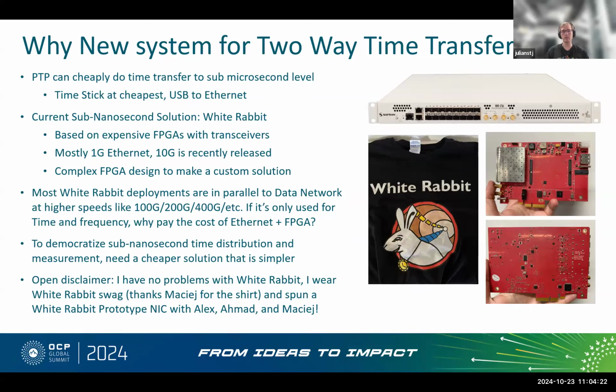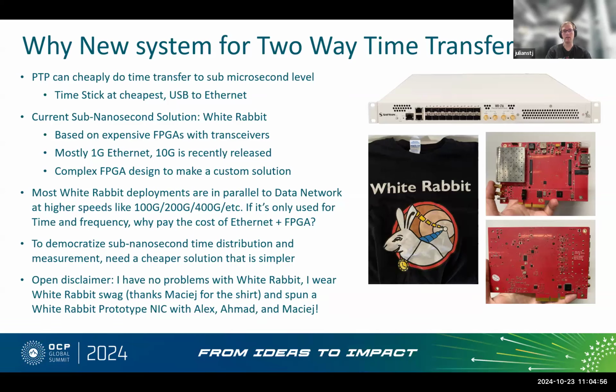You're looking at the way that two-way time transfer works today. PTP can do it to the sub-microsecond level. We're all familiar with that, being part of the TAP community. And at the cheapest level, we recently released the Time Stick, which I didn't include a picture of here, but is basically a USB to Ethernet dongle that can do PTP and has a PPS output. So you can measure sub-microsecond or even low double-digit nanosecond time transfer with PTP. This is a relatively known solution. There are lots of existing architectures out there for PTP.